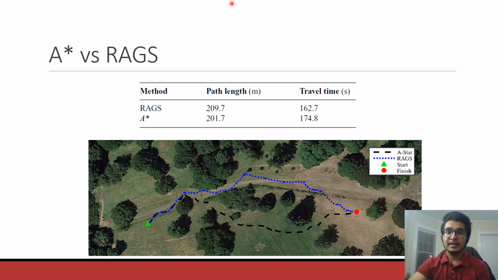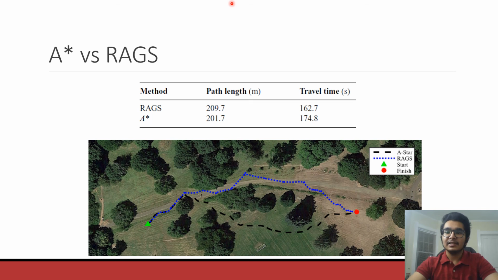The goal of this test was to reach the finish location in the fastest way possible. So here we are using a DJI Matrice M100 for these tests. We can observe that RAGS took a longer path, but took less time when compared to the A-star. And these hardware trials show that the RAGS algorithm can be applied to the real world, and second, it will attempt to reduce the risk by choosing a safer path.